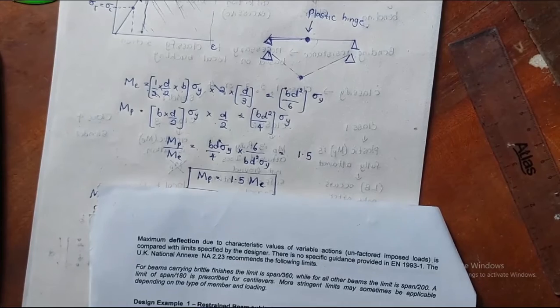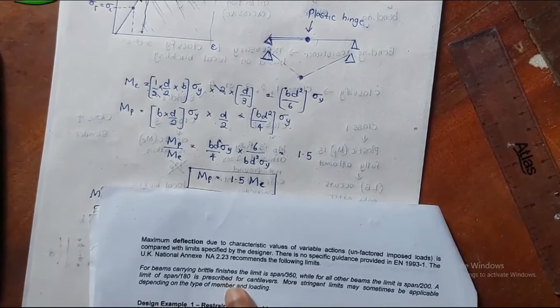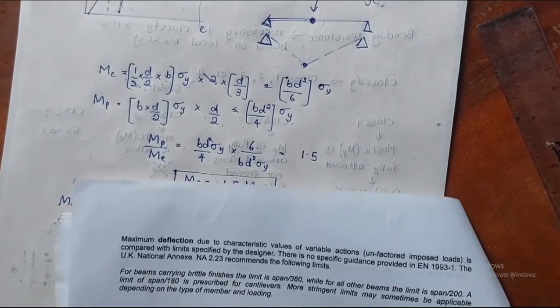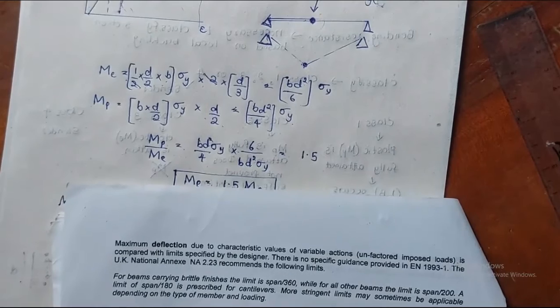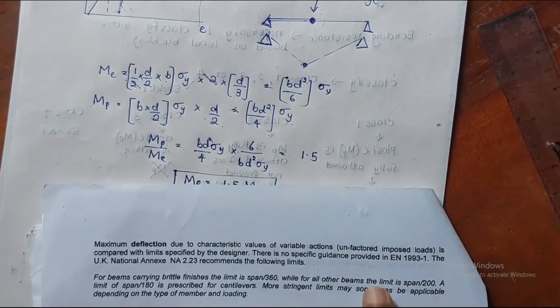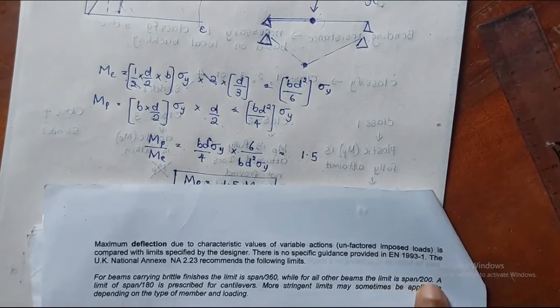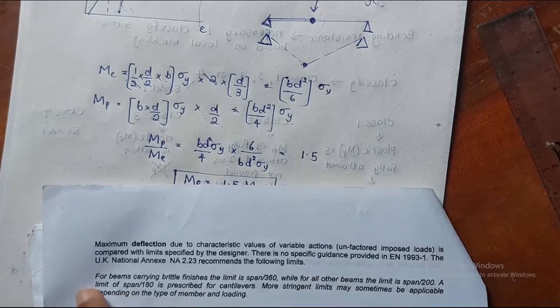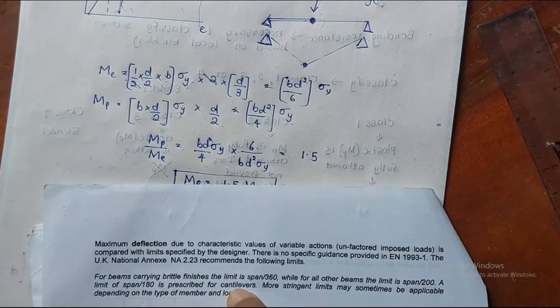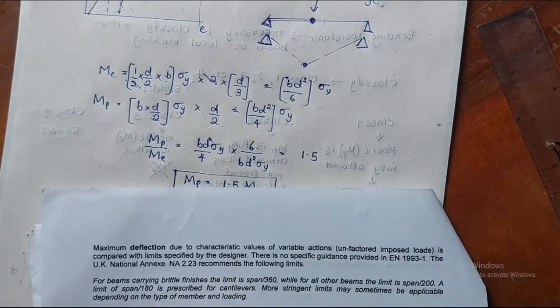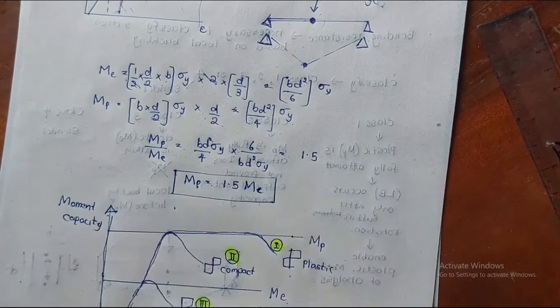In this case, they are giving some criteria. For a beam carrying brittle finishes, the limiting span is as you can see, while for all other beams the limit is span over 200. A limit of span over 180 is prescribed for cantilevers. So that depends on the condition. We'll do an example like this.